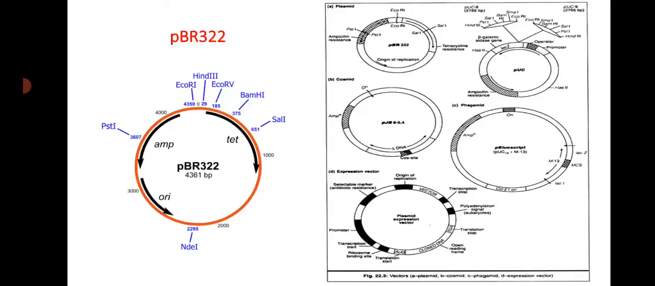And this plasmid is 4361 base pairs in length, and it has two antibiotic resistance genes, ampicillin resistance and tetracycline resistance. See, here it is written amp resistance and tetracycline. These are the two antibiotic resistance genes, and it contains an origin of replication. See, there is an origin of replication.